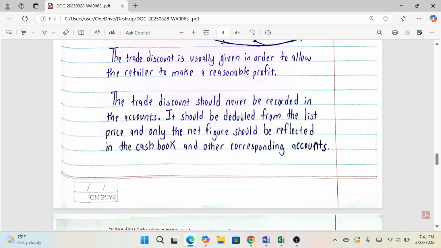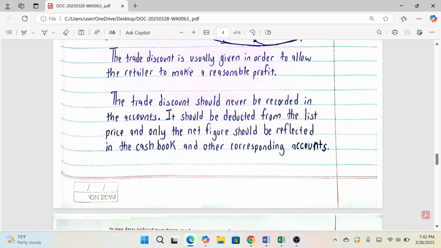It should be a deduction from the list price, and only the net figure should be reflected in the cash book and other corresponding accounts. What they mean by this is, if you have been given a trade discount, and maybe you were supposed to pay 100 US dollars, and then they give you a discount of 10, you are going to get 100 US dollars minus 10 US dollars, which gives you 90 US dollars. Now, that 90 is the net figure they're talking about. So that 90 is what should be reflected in the cash book.